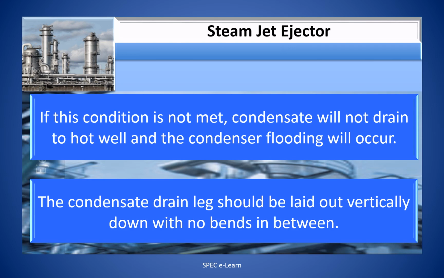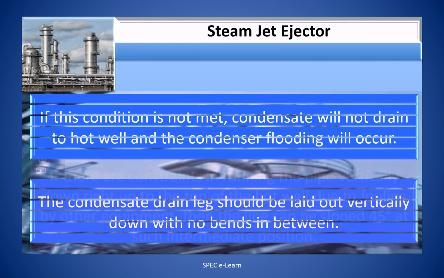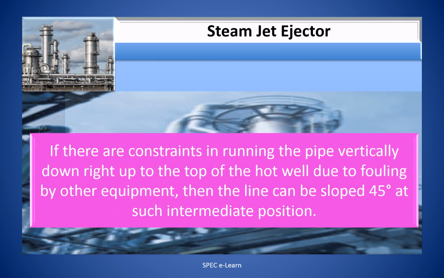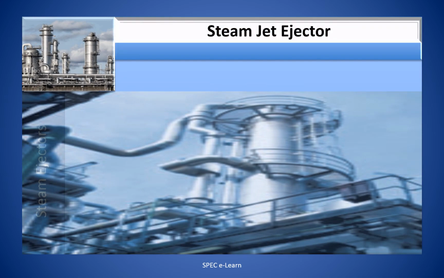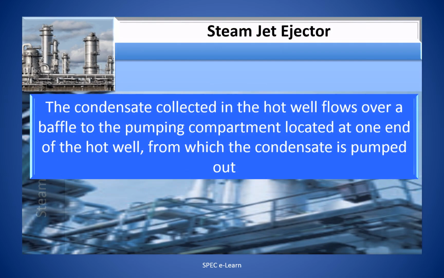The condensate drain leg should be laid out vertically down with no bends in between. If there are constraints in running the pipe vertically down right up to the top of the hot well due to fouling by other equipment, then the line can be sloped 45 degrees at such an intermediate position. The condensate collected in the hot well flows over a baffle to the pumping compartment located at one end of the hot well, from which the condensate is pumped out.